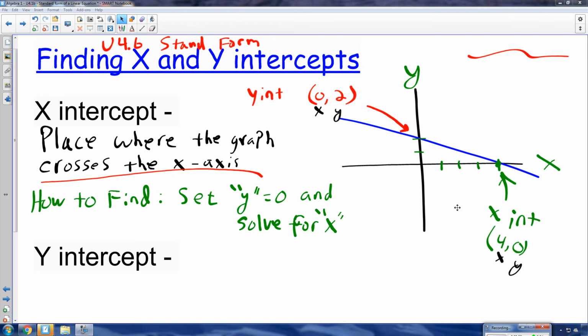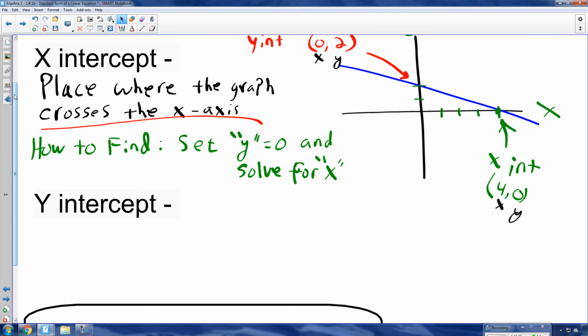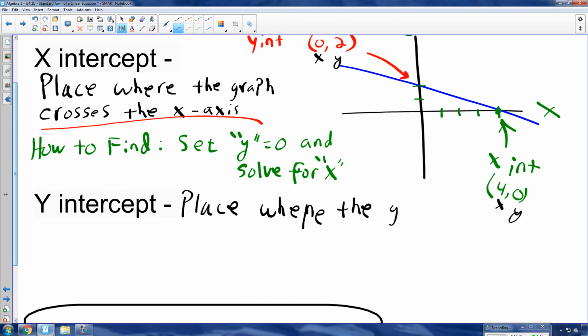So let's talk about the y-intercept. I think you can probably build off of what we said. So what do you want to say about the y-intercept? Go ahead and jump in and tell me what you think the definition of the y-intercept is. Place where the graph crosses the y-axis. I would agree.